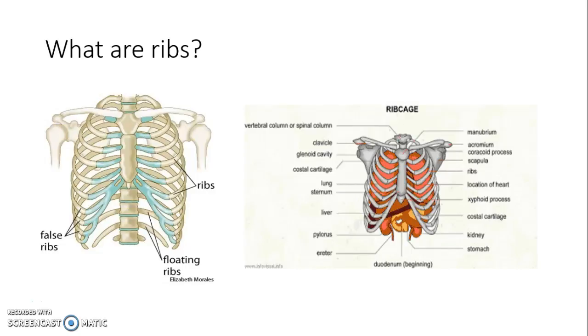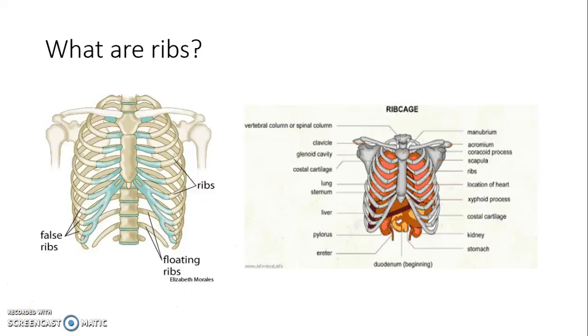The 8th, 9th, and 10th pairs are known as false ribs. They are indirectly attached to your sternum through your last pair of true ribs, the 7th pair. The final 2 pairs are known as floating ribs. These 2 pairs are only connected to your vertebrae. They get their name floating as they seem to be floating from an anterior view.